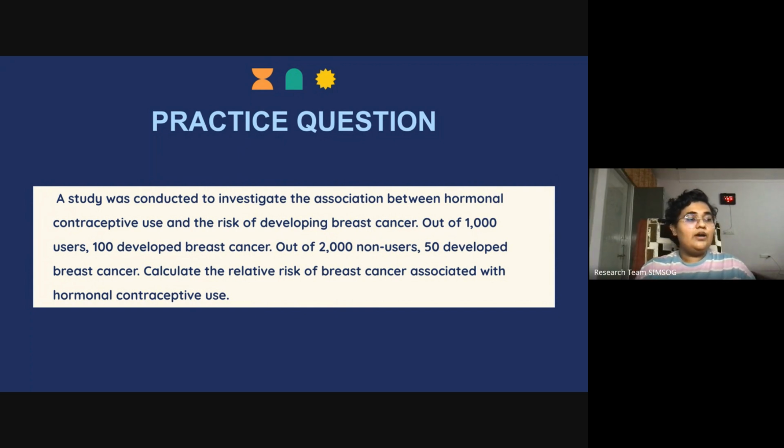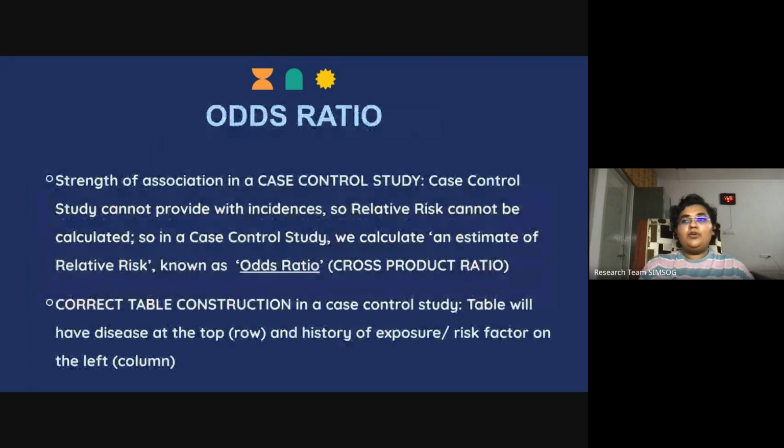Right. Now let us talk about odds ratio. So odds ratio gives us the strength of association in a case control study, because the case control study doesn't give us an incidence of the disease, so we cannot exactly use relative risk. So odds ratio is an estimate of the relative risk, right? It's a cross product ratio.